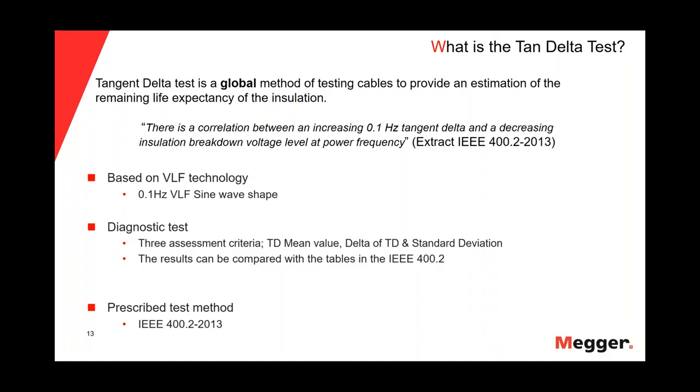It's a diagnostic tool, so we will have 3 assessment criteria: the mean value of the tan delta, the delta of the tan delta, and the standard deviation. The results can be compared with the tables in the IEEE 400.2, and it is also a prescribed test method by the IEEE 400.2-2013. Very important for the tan delta test: we must use the VLF sine, and the frequency must be 0.1 hertz. We cannot decrease the frequency when we are doing a tan delta test. We can do that in the VLF test, but not in a tan delta test. The frequency must be fixed, and it will be 0.1 hertz.